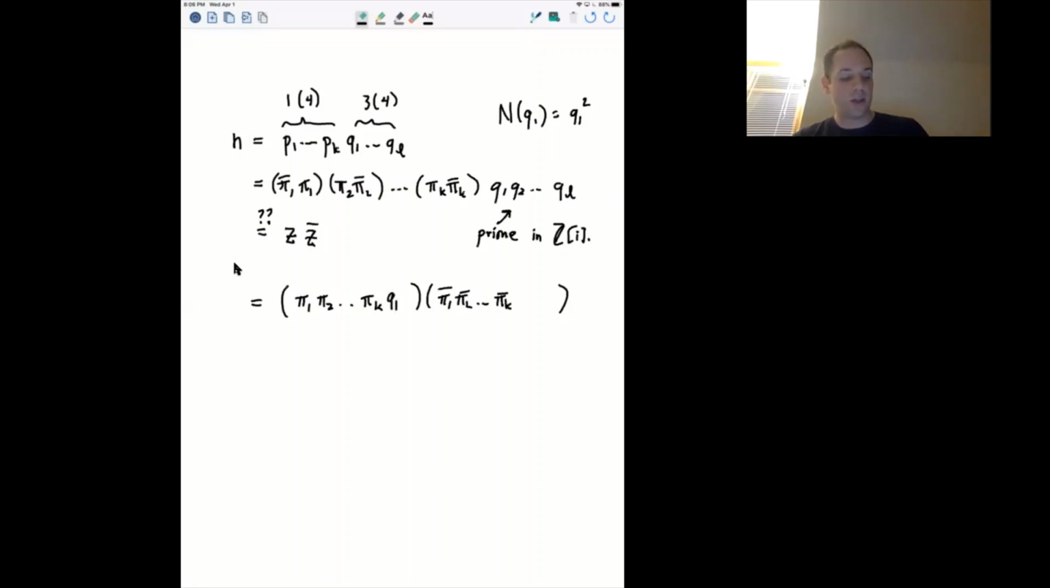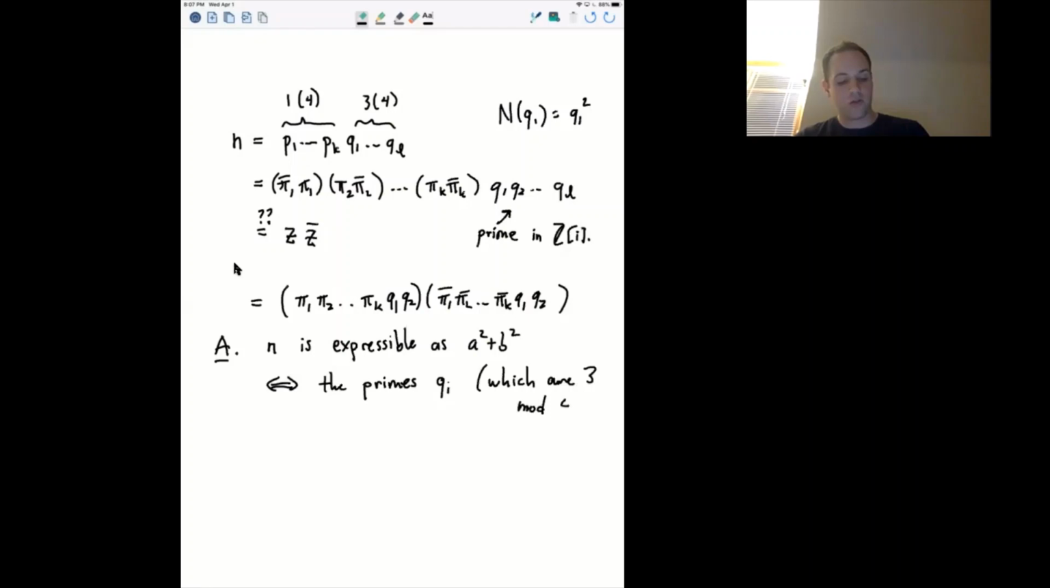So if you're lucky, you can put a q1 here and also a q1 here, and a q2 here and also a q2 here, right? And since these are integers, when you take their conjugates, they don't change. So the answer to the question in the end is n is expressible as a squared plus b squared if and only if the primes qi, which are 3 mod 4, these are sort of the offensive ones, each appear an even number of times. Okay, does that make sense?